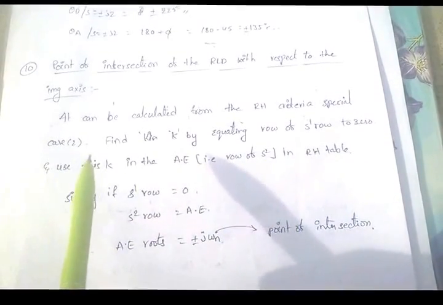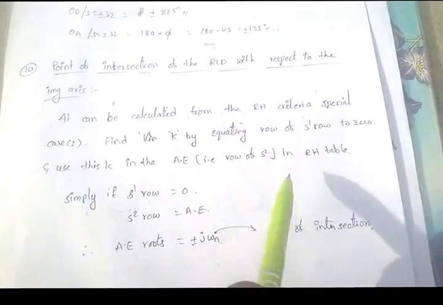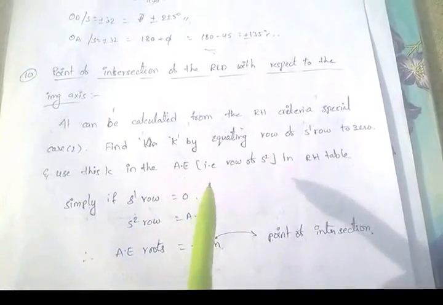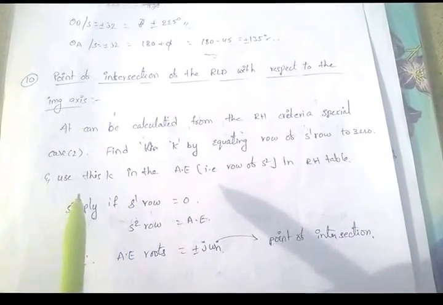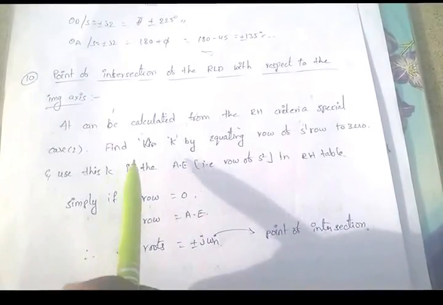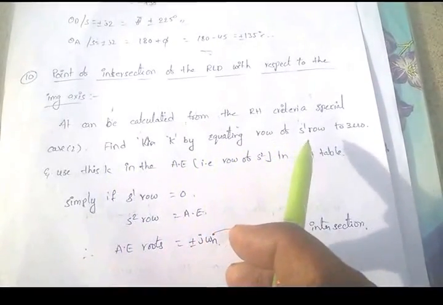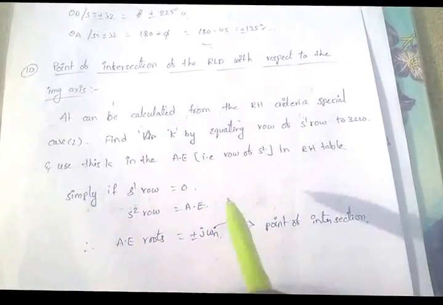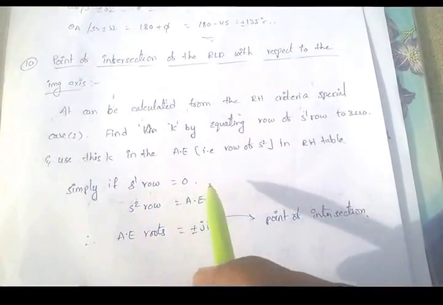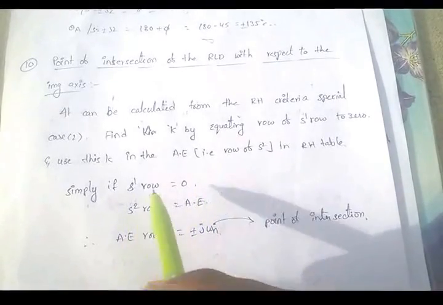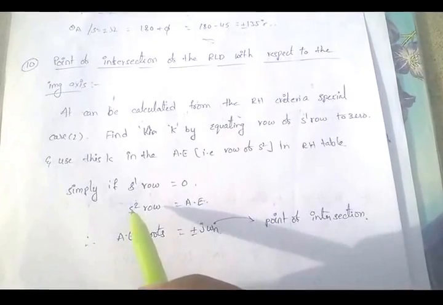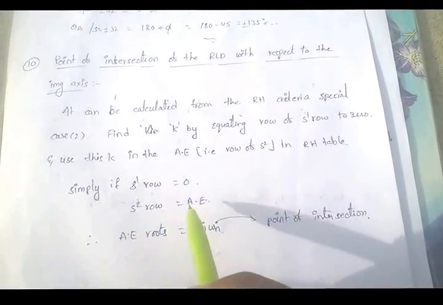What is special case 2? If any odd row becomes 0, take the preceding row of this zero row as the AE row. In the AE row, find k by equating the s dash row to 0, and use this k in the AE in the RH table. That is, if the s power 1 row is equal to 0, then the preceding row, the s squared row, is nothing but AE.